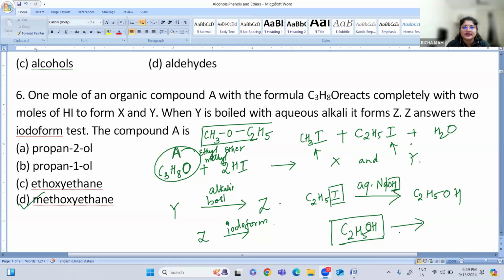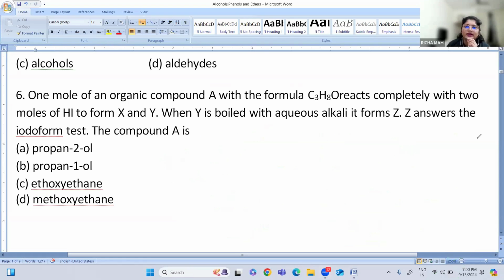So here an ether is given with its formula, reacting with 2 moles of HI. When it reacts with HI, you get substituted iodides: methyl iodide and ethyl iodide, that is X and Y. Then Y reacts with aqueous alkali to give an alcohol, and this alcohol will answer the iodoform test. So the compound is methoxyethane. Option D is the answer. Okay, let us go for the next one.